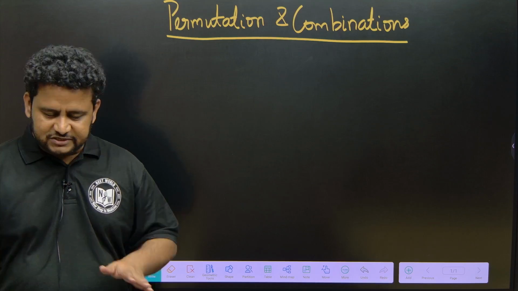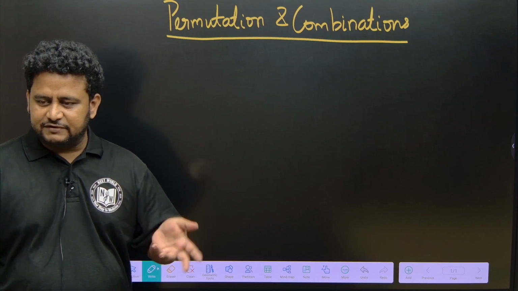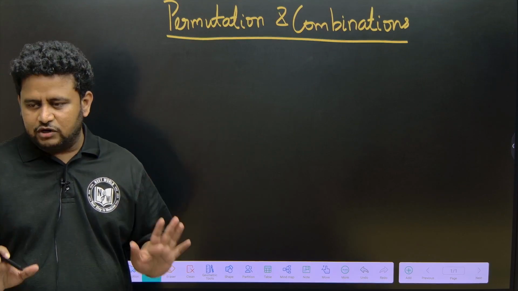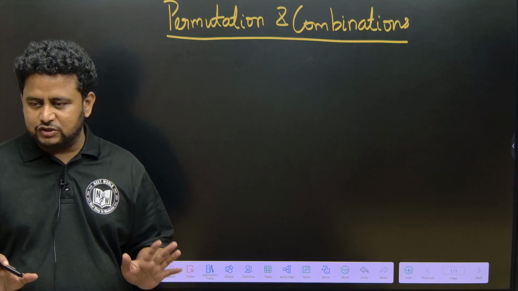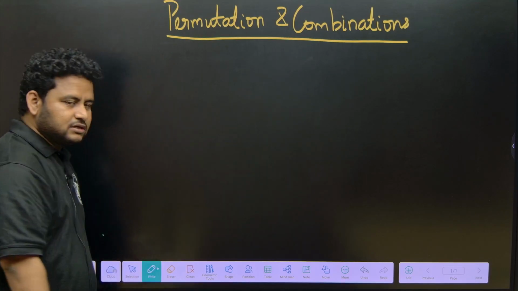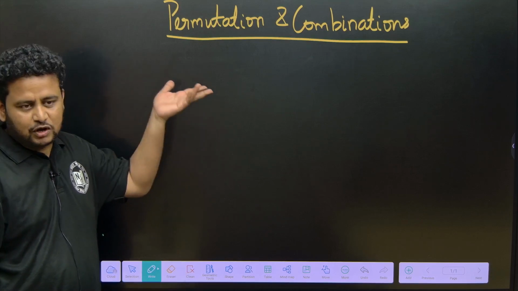So, we will be starting with basic board level questions, which are nothing but the twisted form of what will be given in JEE Mains. First we will understand what you mean by permutation, what you mean by combination. The first concept that you have is the fundamental principle of counting, but before that you should definitely understand what the topic is.